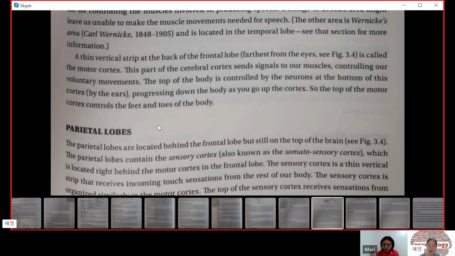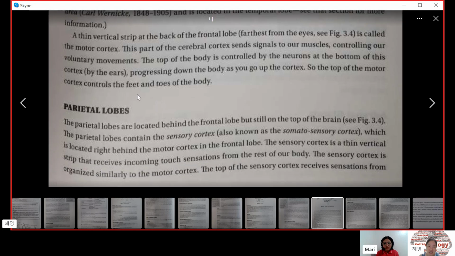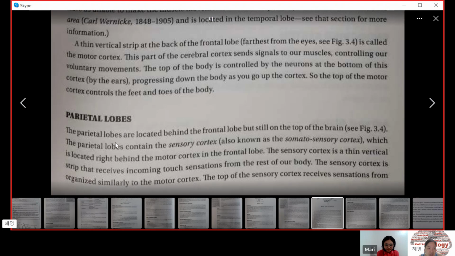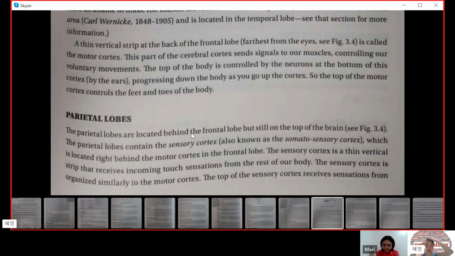So, up to now, do you have any questions? No questions so far in this one. Okay, it is clear. So, and then next one is parietal lobes. And parietal lobes are located behind the frontal lobes, behind, but still on the top of the brain.